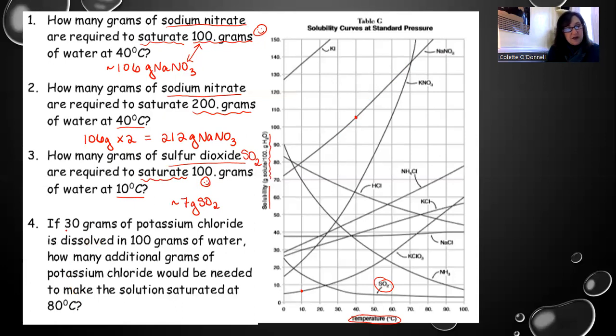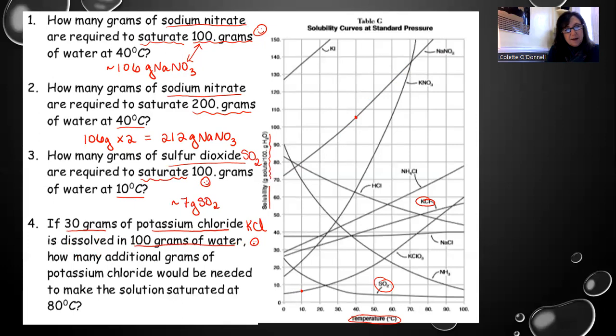Number 4 says if 30 grams of potassium chloride, let me come over here and find potassium chloride. That's KCl. Remember, we have to be able to recognize formulas. Looks like this one right here. There's a lot of lines in here, so you're going to really have to orient yourself and make sure that you're reading the correct one. Is dissolved in 100 grams of water.